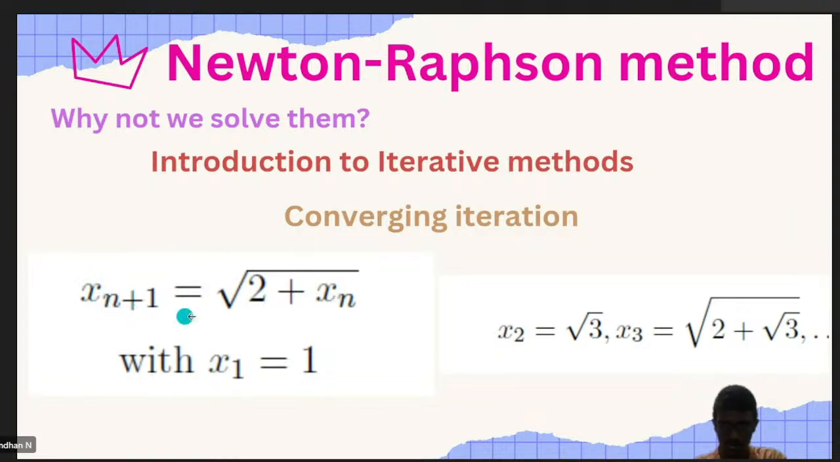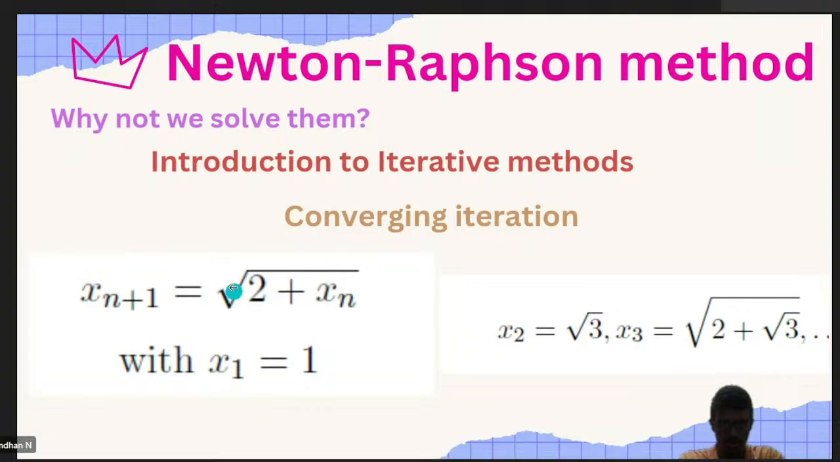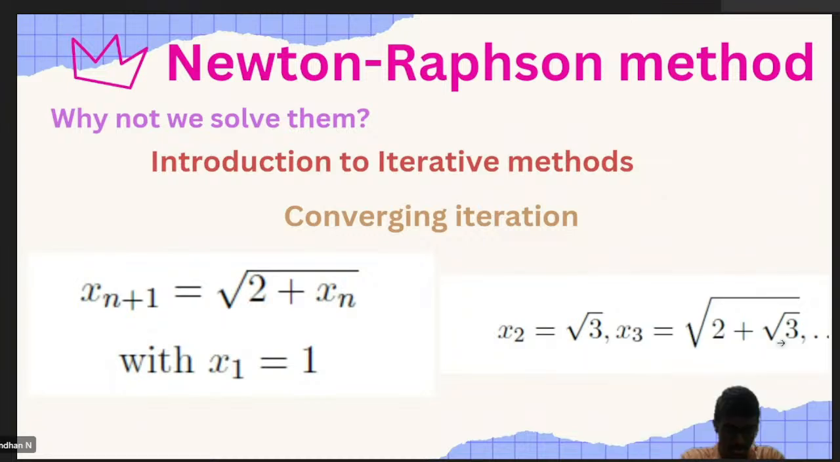So x(n+1) equal to, let's say, root of 2 plus xn. This is what an iteration definition is. If I say x(n+1) equal to root of 2 plus xn, with, of course, x1 needed because you need a starting point to iterate. So x1 equal to 1, what will it do? So x2 will be root of 2 plus 1. So x2 will be root 3. x3 will be root of 2 plus x2. What is x2? It is root 3. So root of 2 plus root 3. So this is what iterative methods are. This is one of the key concepts which has never been taught in school, but it is always useful in something called numerical methods.